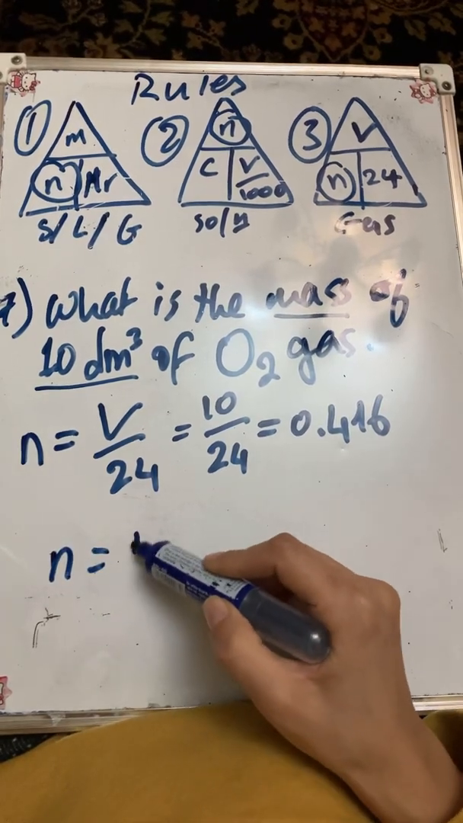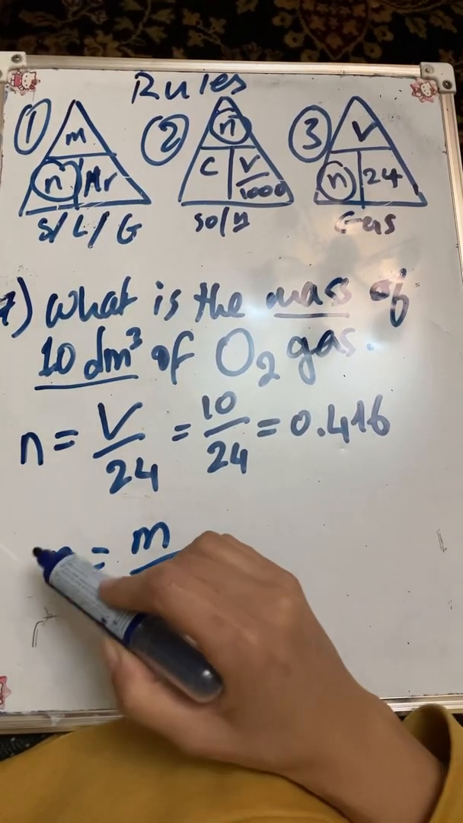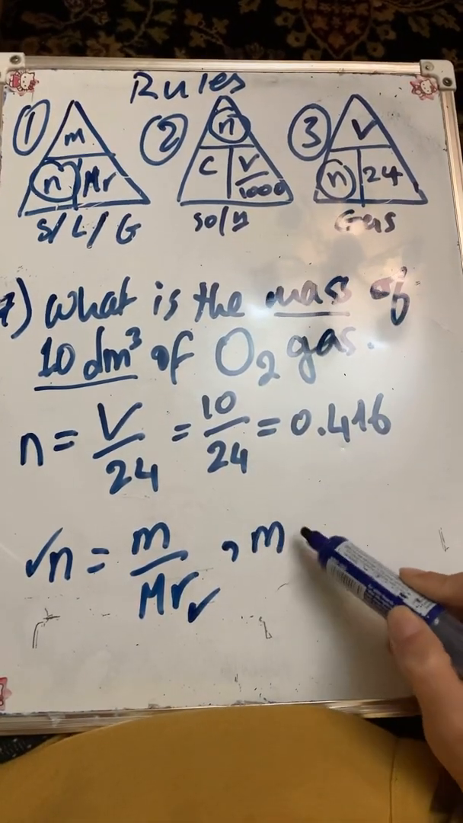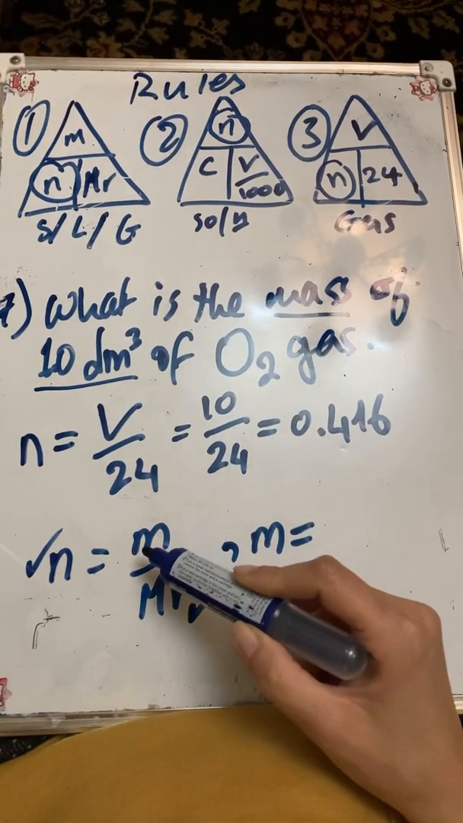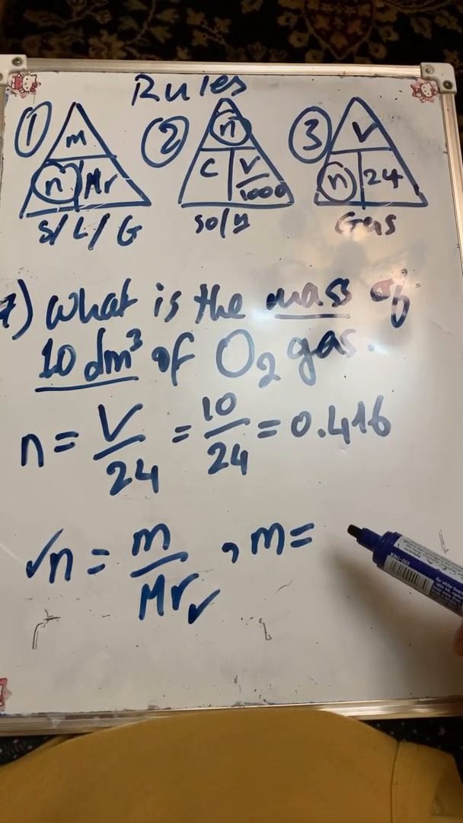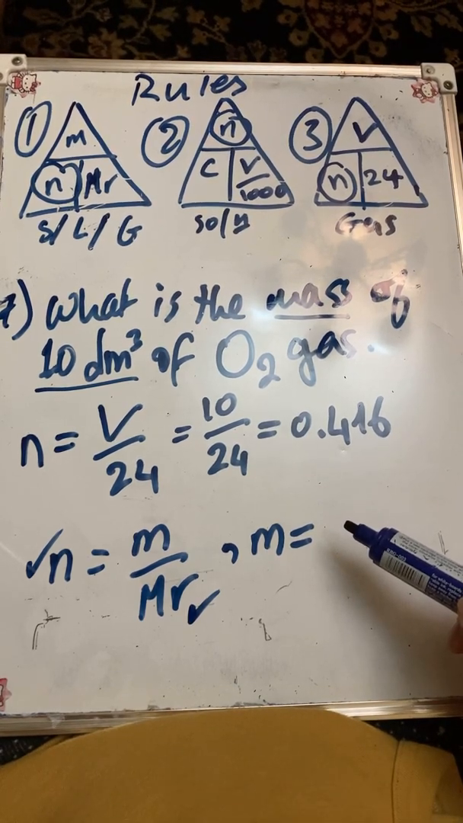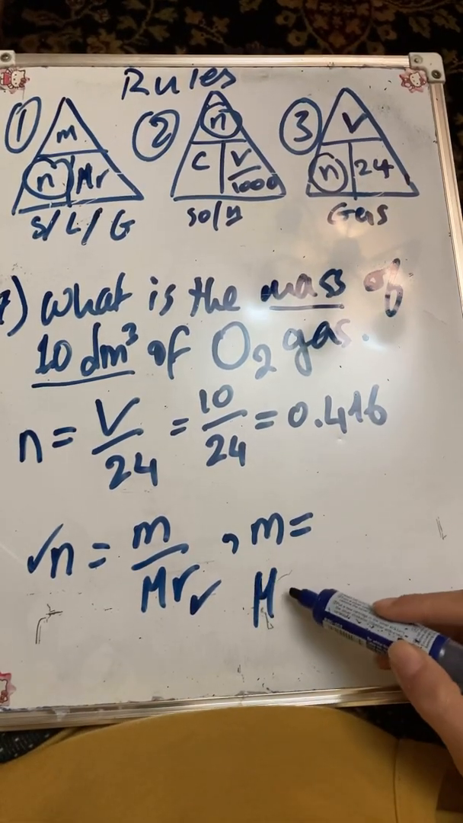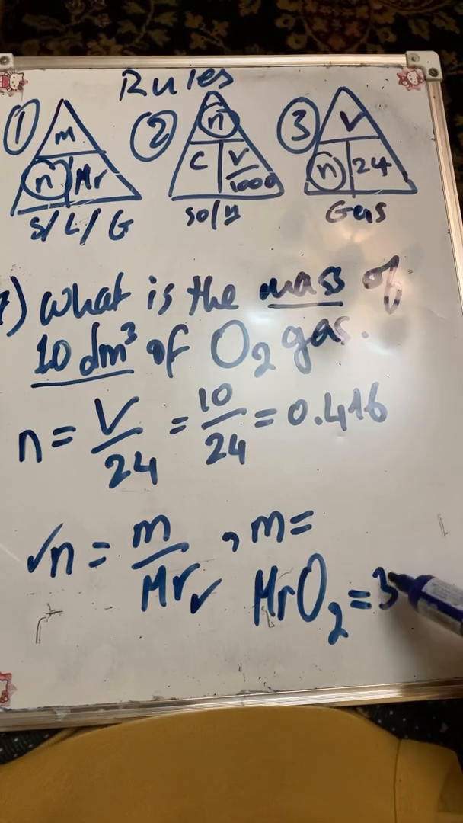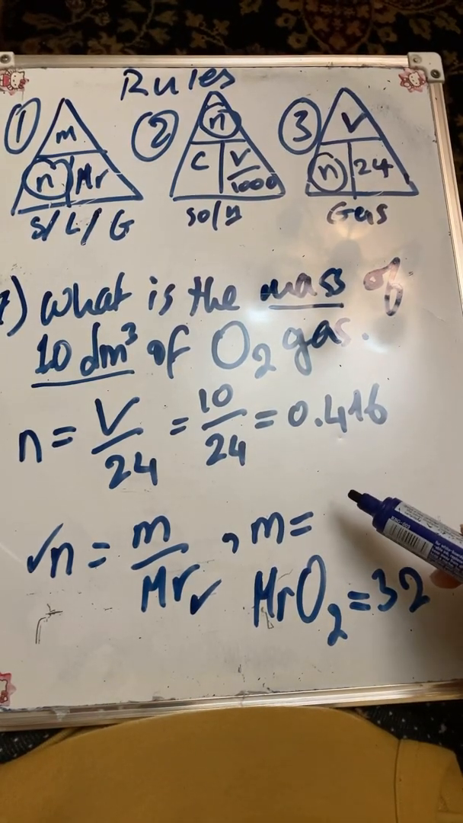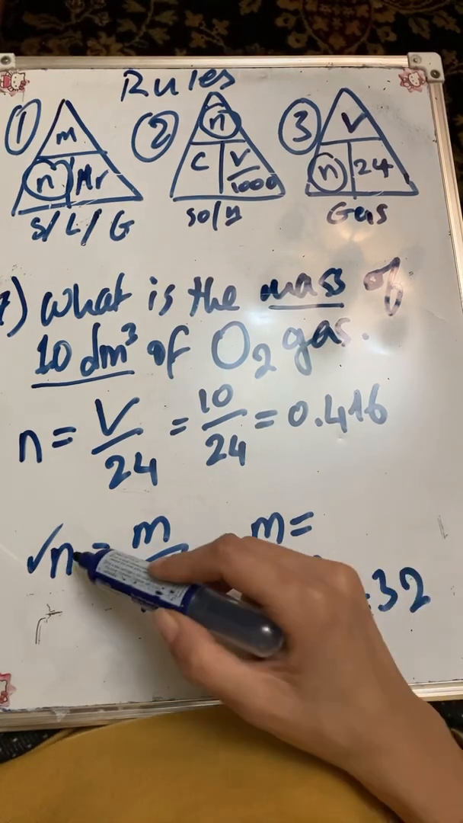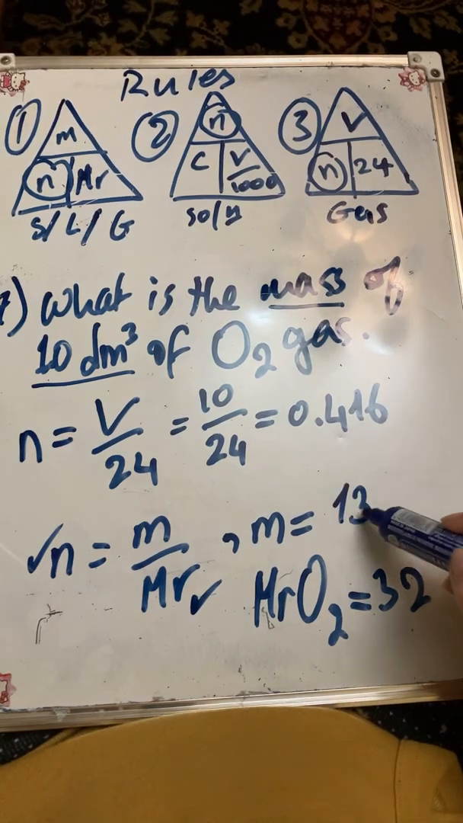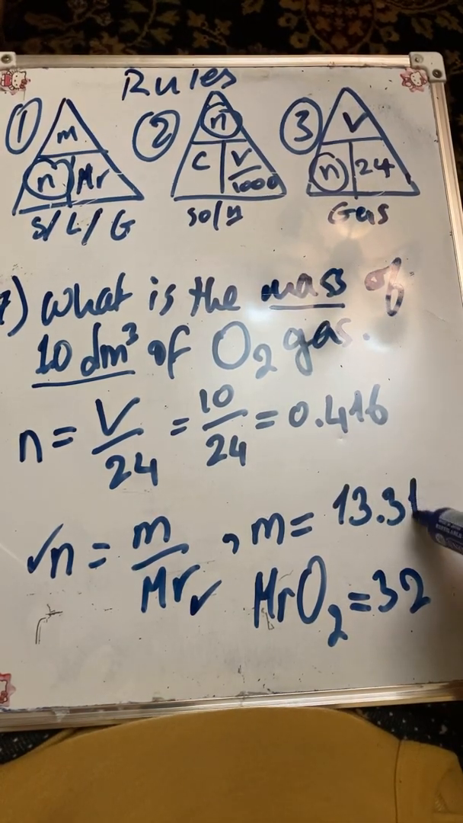Now I have the number of moles that I can use in this rule. So moles equals mass over MR. Now I have this and I have that. So that would make me able to calculate the mass, which is the MR multiplied by the number of moles. MR of oxygen is 32. So the mass would be 32 multiplied by 0.416. That would be 13.31 gram.